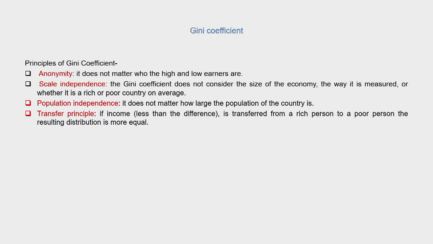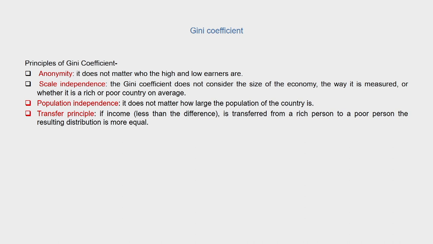It is important to note here that one of the reasons why the Gini coefficient is the most widely used measure of inequality in economics is that it satisfies most of the principles that provide us the guidelines for how an inequality measure should look. It satisfies the principles of anonymity, scale independence, population independence, and the transfer principle. So, it does not matter who the high and low earners are to be able to estimate the Gini coefficient. The Gini coefficient does not consider the size of the economy, the way it is measured, or whether it is a rich or poor country on average.